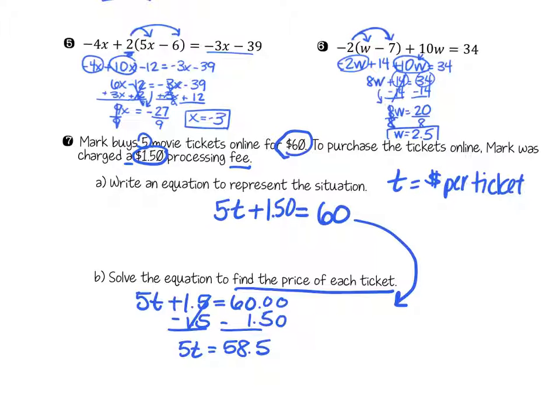And then my last step is divide by my coefficient of 5, which gives me T, or the cost per ticket, to be 11.7, or since it is money, I'm going to do $11.70.